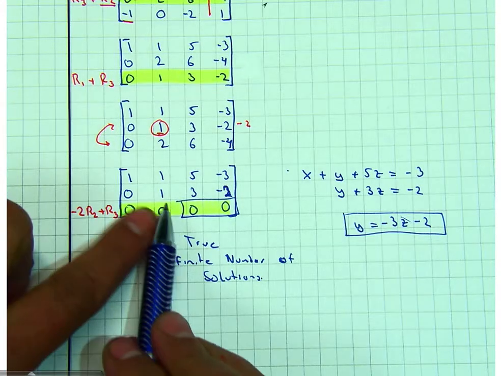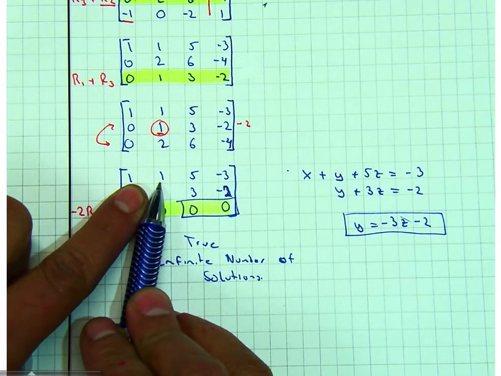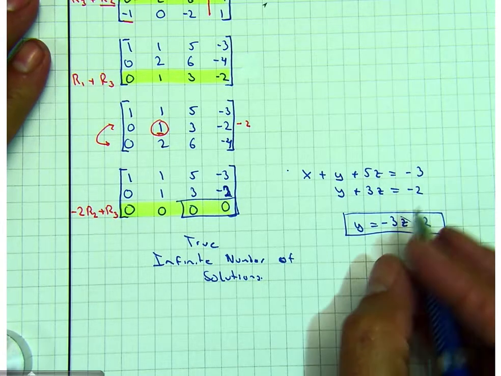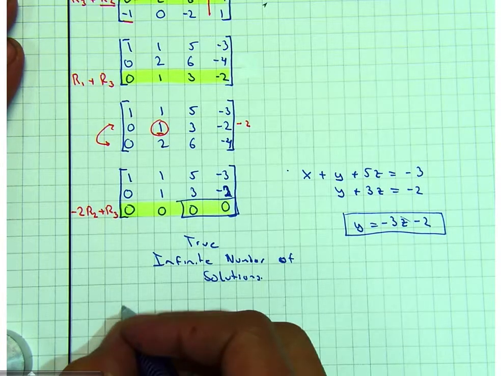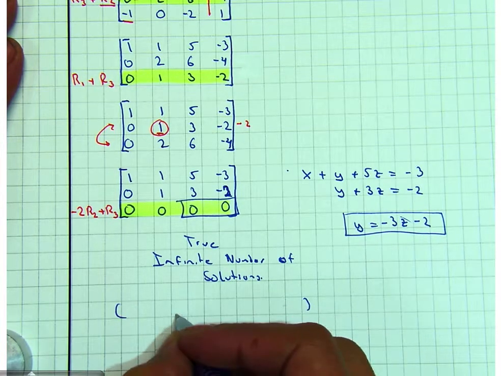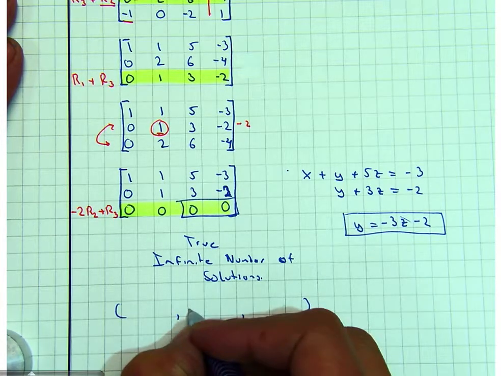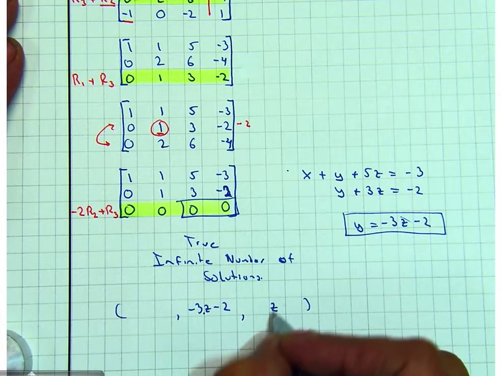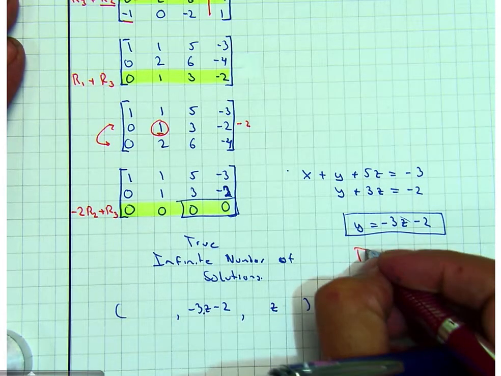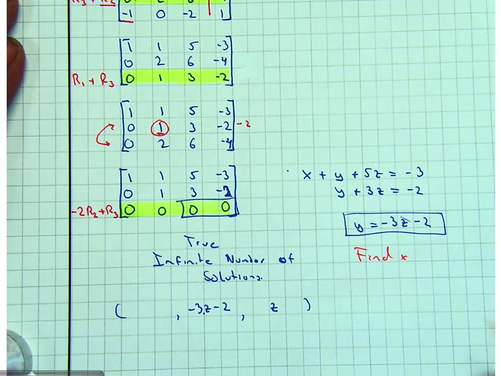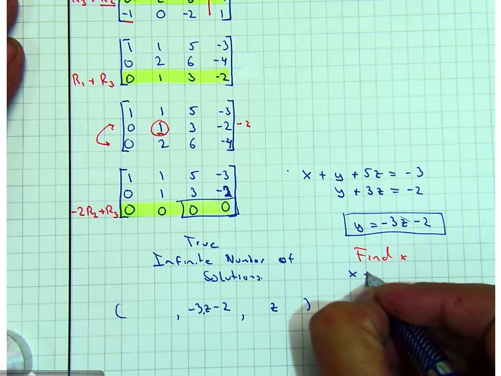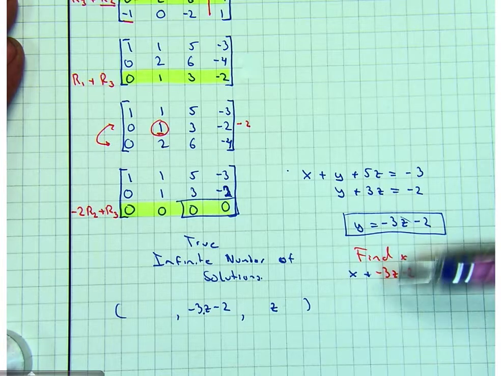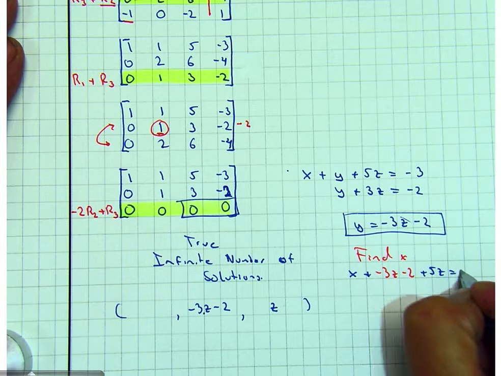Now if I wanted to, I could have actually just gone back and placed this as a 0 as well. But for now, we're just going to do it as this. My solution, x, y, and z, where you have your y to be negative 3z minus 2. That's your z, so therefore this is your z. So I just need to find my x. So we have x plus y, we know that the value of y is negative 3z minus 2, plus 5z is equal to negative 3.